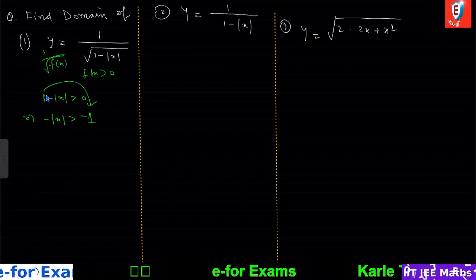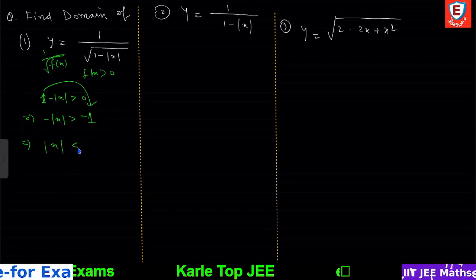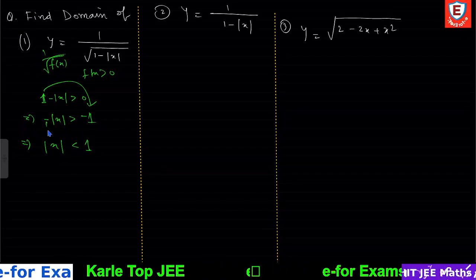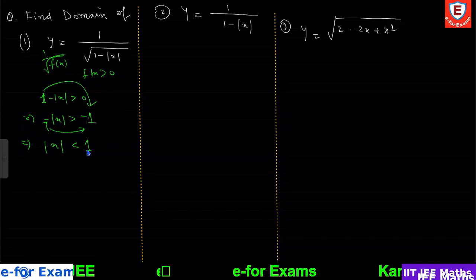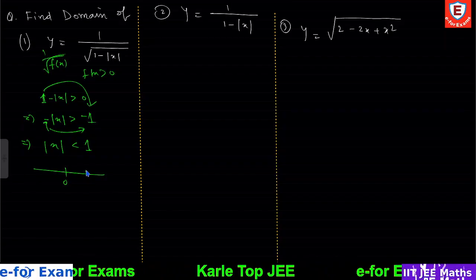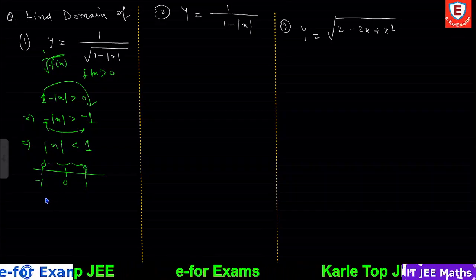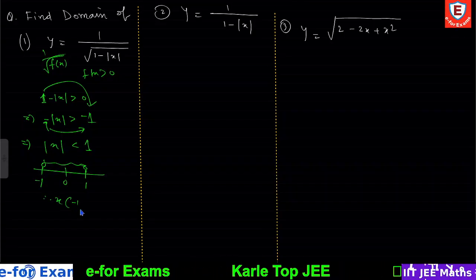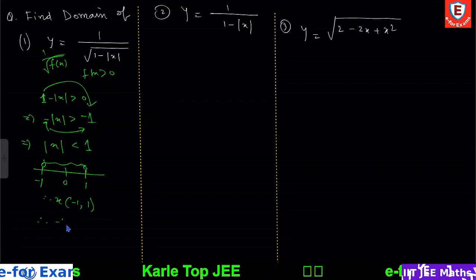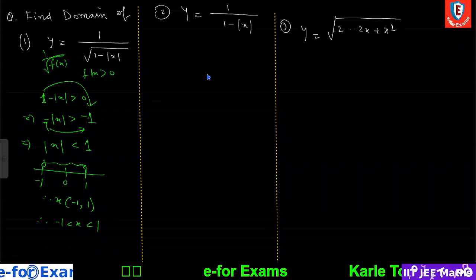Bringing this to the right, when you transfer this, it will become minus 1. So mod x is less than 1. Multiplying by minus, I'm transferring it here, so it becomes 1. So mod x is less than 1, therefore between 0 to 1 and minus 1. This is the solution. Therefore x belongs to minus 1 to 1 open, that is minus 1 less than x less than 1. This is the solution.